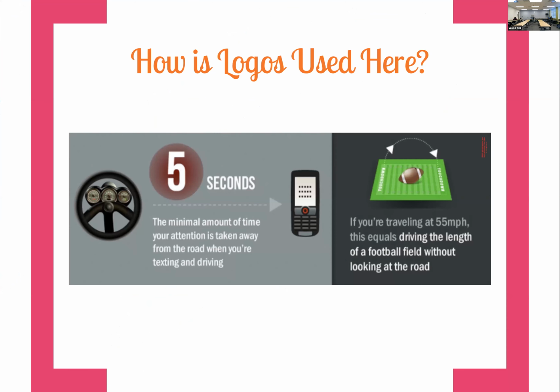Well, they're giving me information, 5 seconds, minimal amount of time your attention is taken away when you're texting or driving. And then over here, if you're driving 55 miles an hour, that's the length of a football field. So if you're not looking at the road for 5 seconds, you've traveled the length of a football field without looking. So they're using facts, not statistics. They're using facts to try to persuade.